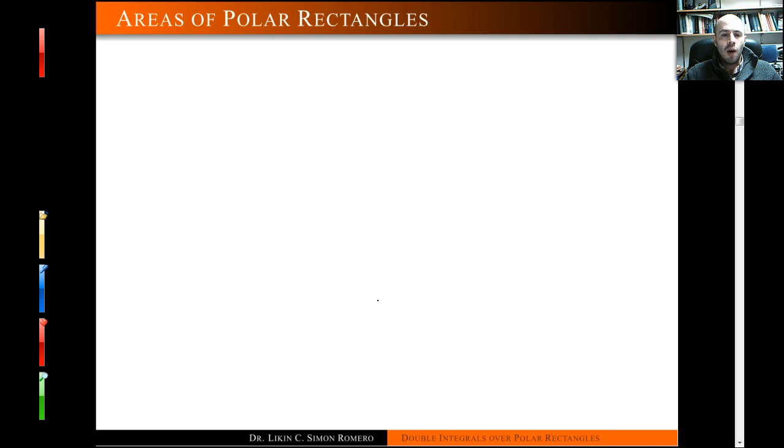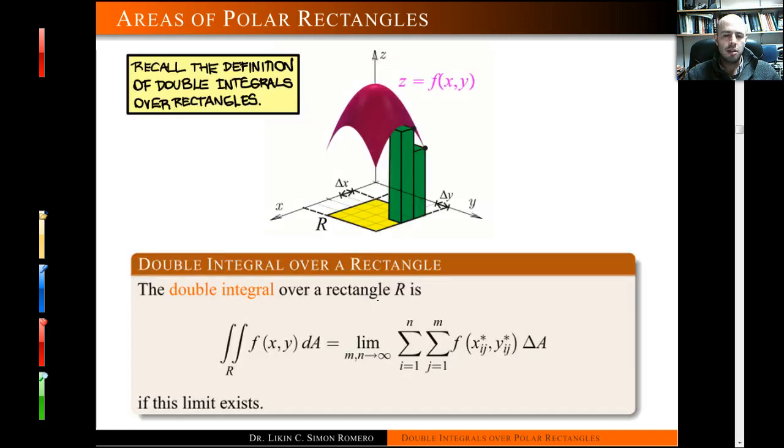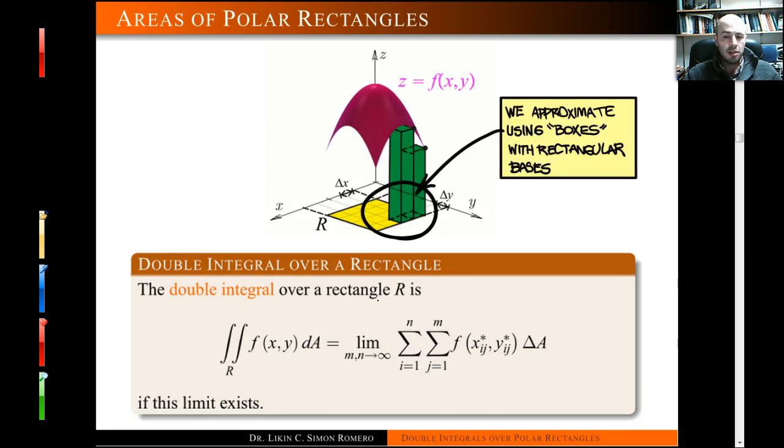So why do we need to talk about polar rectangles? Because we're going to do our approximations, or our Riemann sums, using polar rectangles. Let me just explain what's going on. Recall the definition of double integrals over rectangles. What we're doing is approximating, in this case, the volume under the surface by using boxes with rectangular bases. That's kind of the idea.